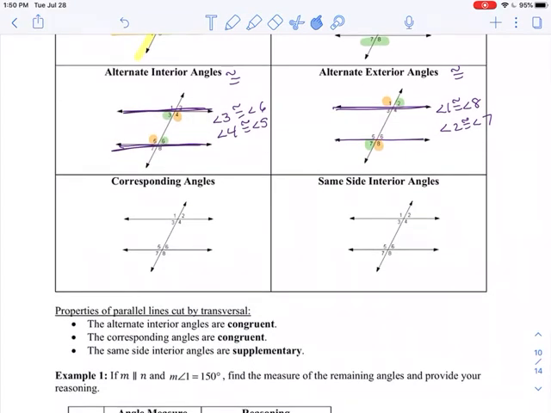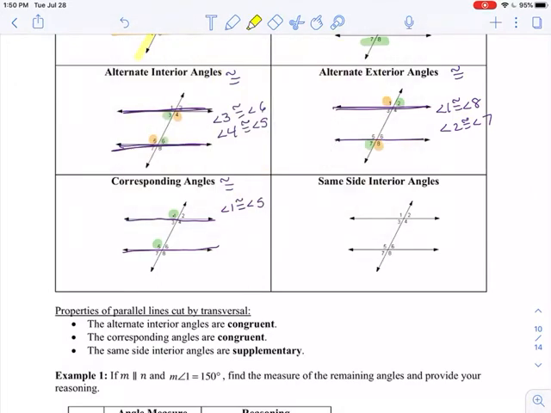Corresponding angles. Corresponding angles sort of match up with each other. Like angle 1 matches up with angle 5. They're both above the parallel line. So if I have this parallel line and this parallel line, they're both above the parallel line. They're both to the left of the transversal. Those are corresponding angles. Corresponding angles are also congruent to each other. So angle 1 is congruent to angle 5.